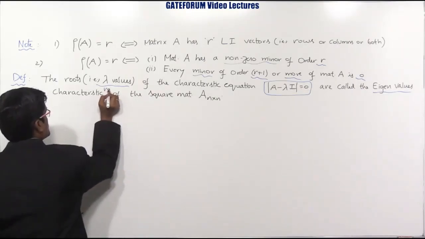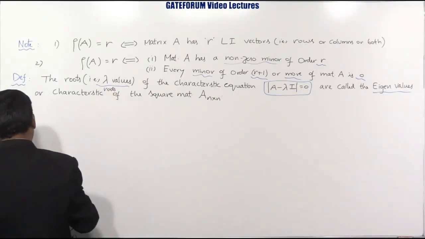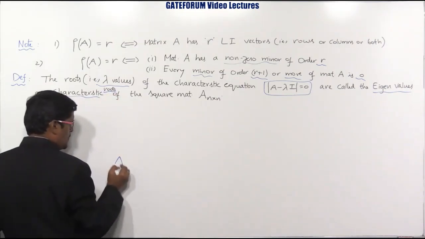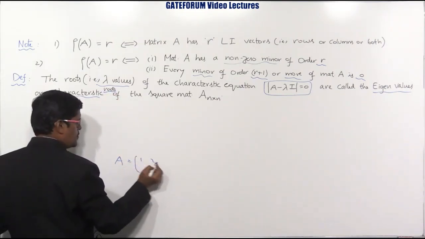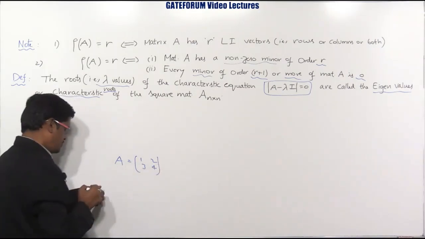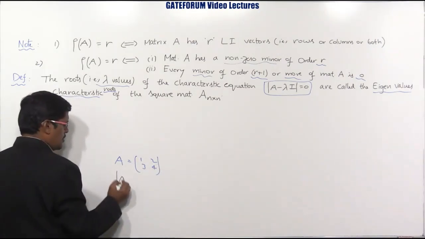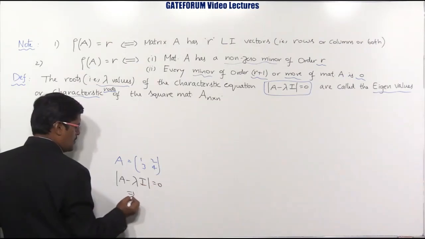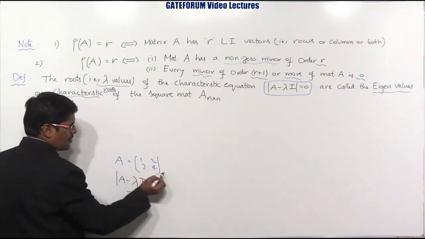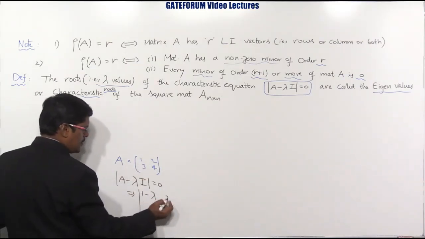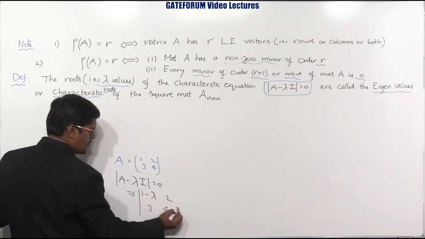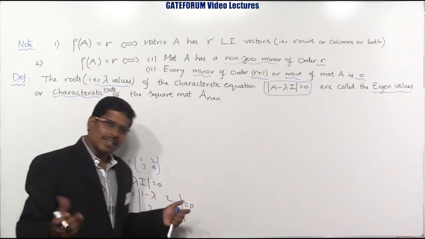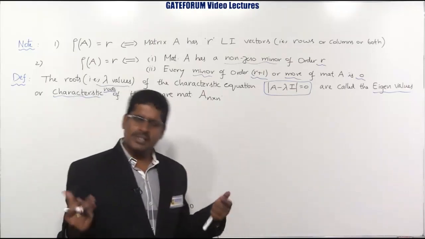Characteristic roots. See, for example, A is equal to 1, 2, 3, 4. So, how do you write the first step? Characteristic equation: determinant of A minus lambda I is equal to 0. That means determinant, subtract lambda from the diagonal elements. 1 minus lambda, 2, 3, 4 minus lambda equal to 0. You know how to expand and solve an equation, second degree equation, cubic equation, etc.